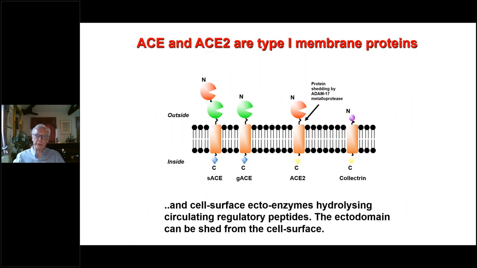So let's look at the topology of these proteins that we learnt about from our sequencing and structural studies. Both ACE and ACE2 are what we term type 1 integral membrane proteins. That is, they have a small cytoplasmic domain, a single-span anchoring transmembrane domain, and then the bulk of the protein, including the active site or sites, faces the extracellular space where they can hydrolyze circulating regulatory peptides. In fact, for many years, it's been known that a soluble form of ACE exists in plasma, and that's derived from the membrane-bound form by proteolytic cleavage, and the same is true of ACE2, which can also be shed from the cell surface, in the case of ACE2 by a metalloprotease known as ADAM17.